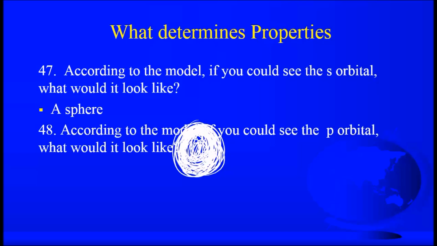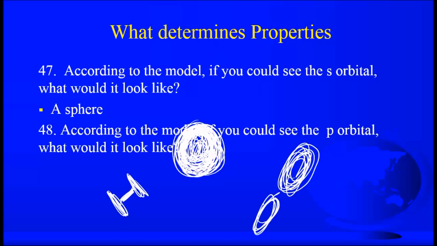If we could see p orbitals, what would they look like? Well, you've played around in gym with dumbbells, right, Devon? You guys work out a lot in football. You know what dumbbells look like. Well, they think that what's going on is that the two electrons are spinning around like this. So the p orbital looks dumbbell shaped.